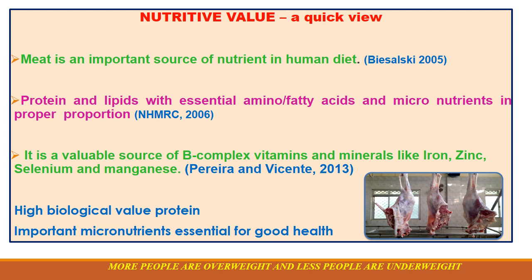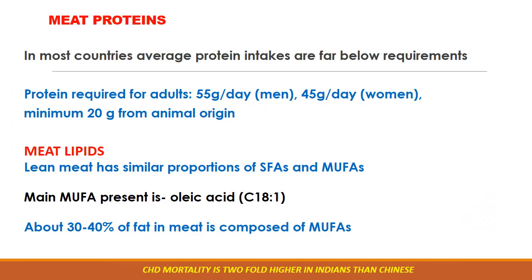Further, biologically, the meat has a very high biological value. It is because it is rich in, and well balanced with, all the essential amino acids. So that's how meat protein is very important. Similarly, other micronutrients which are essential for good health are rich in meat. Here, a little bit more about meat protein.